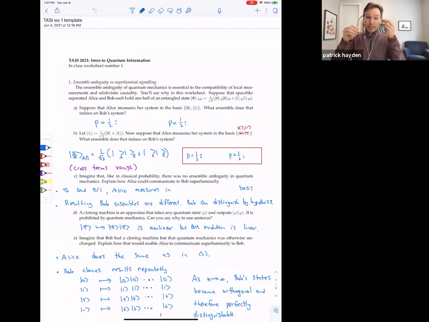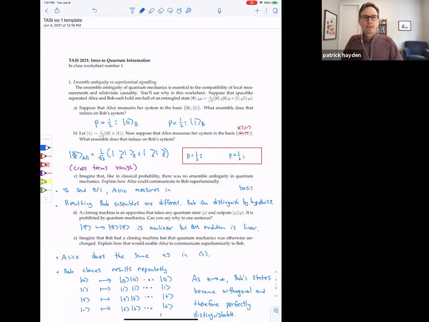If you remember, this was a situation where Alice and Bob were sharing this maximally entangled state, 00 plus 11. And the first question, part A, was just asking what happens if Alice measures in this 0, 1 basis. It's pretty clear it collapses that superposition onto either 00 or 11, each with equal probabilities of a half. So with probability a half, Bob gets a 0, and with probability a half, Bob gets a 1.